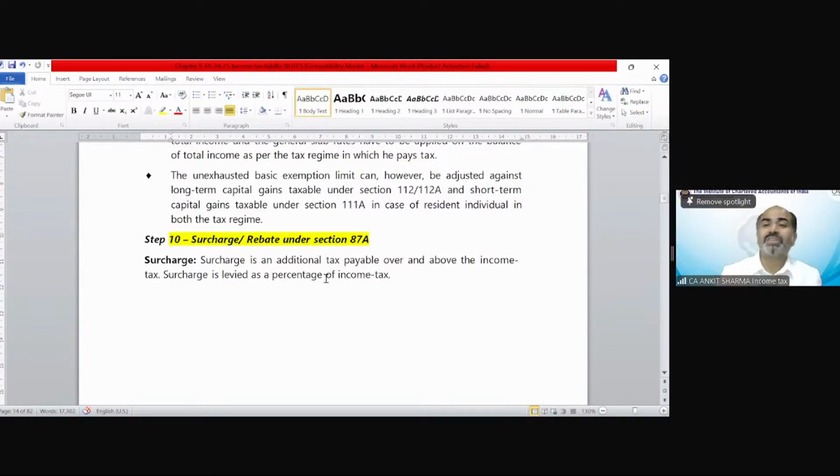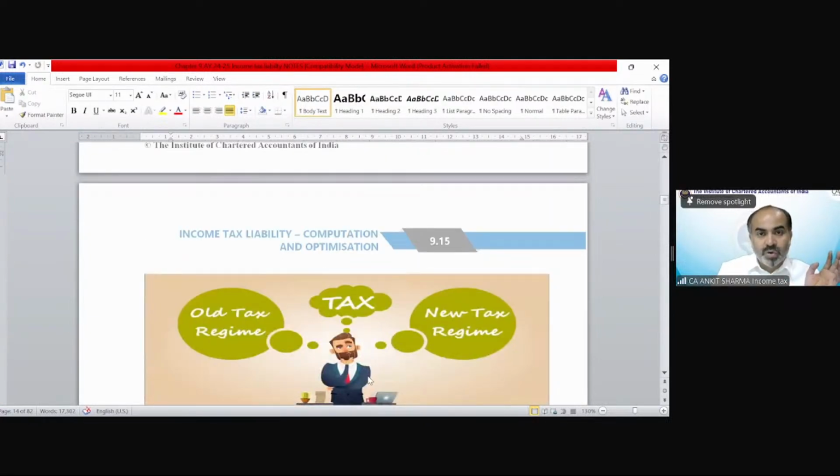What is the maximum surcharge rate under default tax regime? Who will tell me the answer? Ranjan is saying 25%. Everybody is saying 25%. Well done. And what is the maximum surcharge rate under optional tax regime? It's 37%. Well done. Correct. So those surcharge provisions will vary depending upon the category of income. We have gone through the chart also. If you want, I can show you that chart again.